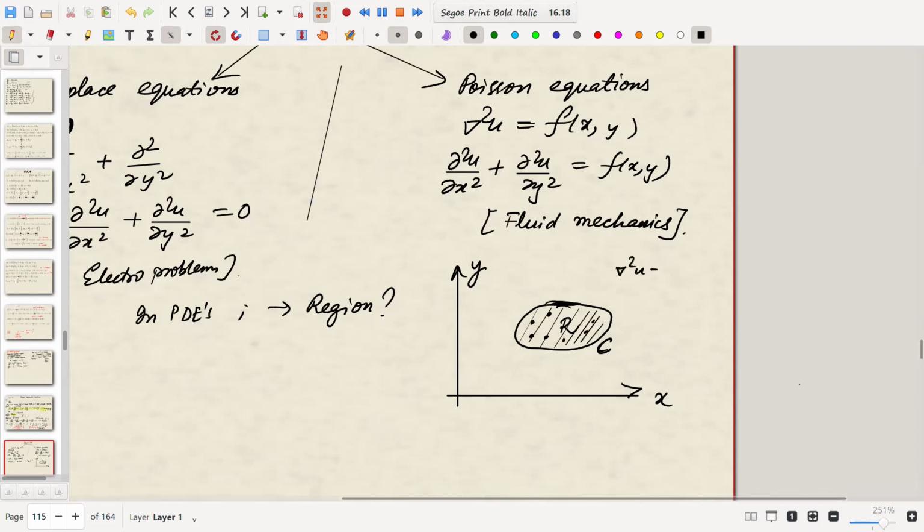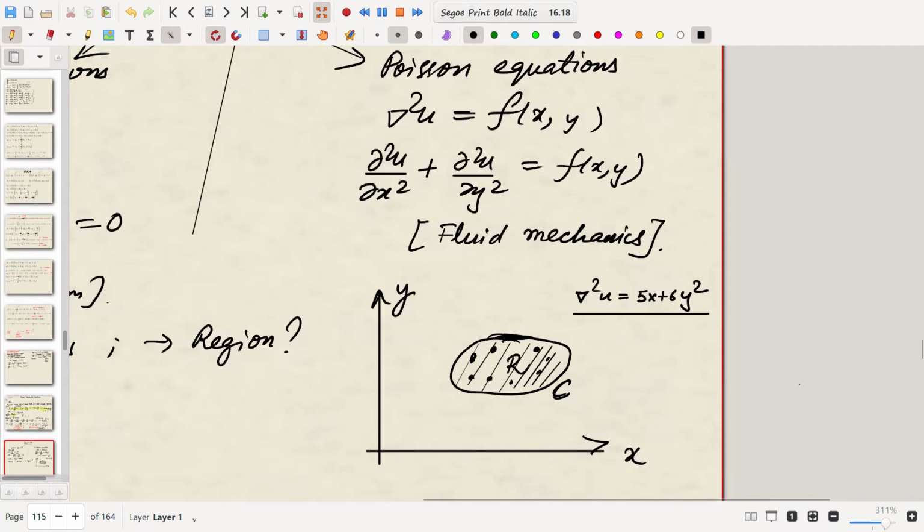Suppose del squared u equals, suppose, 5x plus 6y squared. Like this it is behaving. Like this your fluid flow is behaving. So at each of these black points I am marking here, it should satisfy this PDE equation. Fine. So this is the Laplace equation.